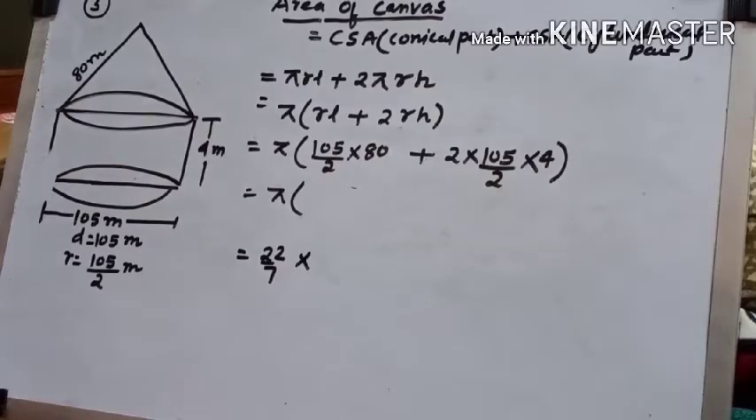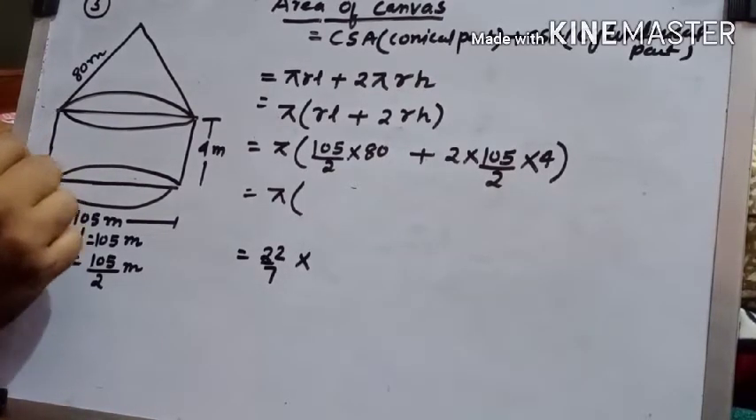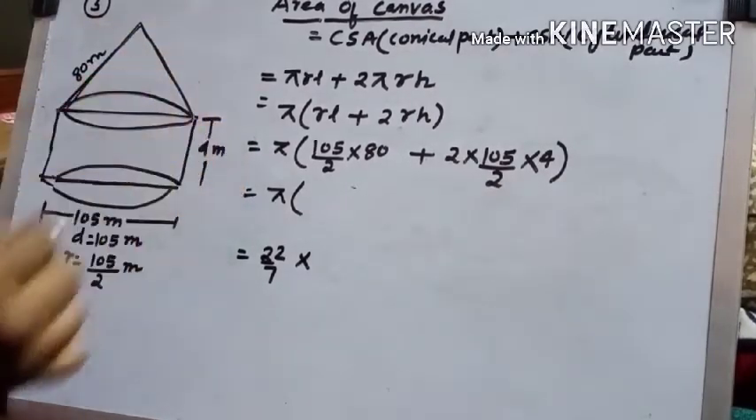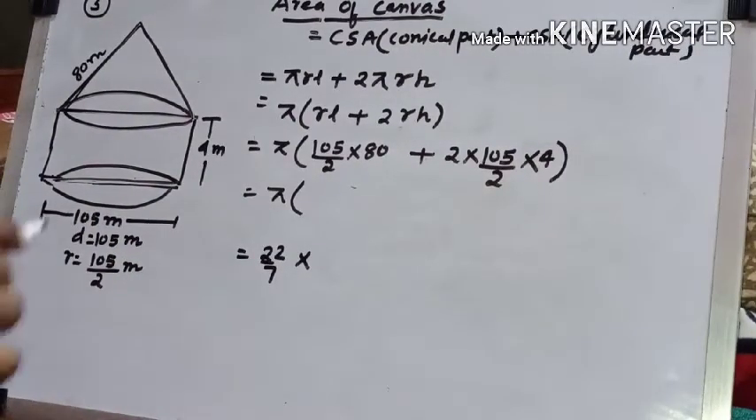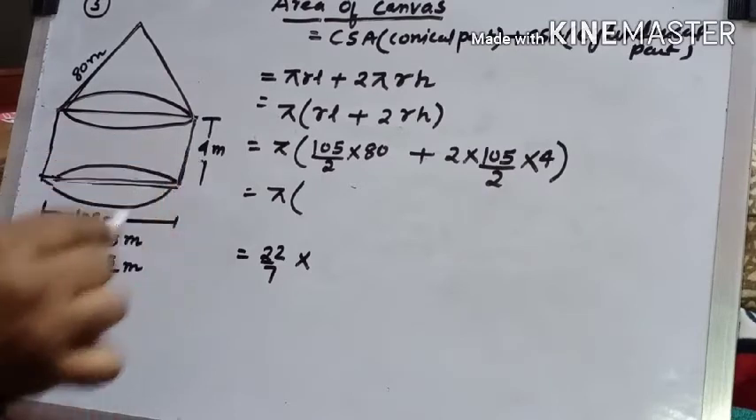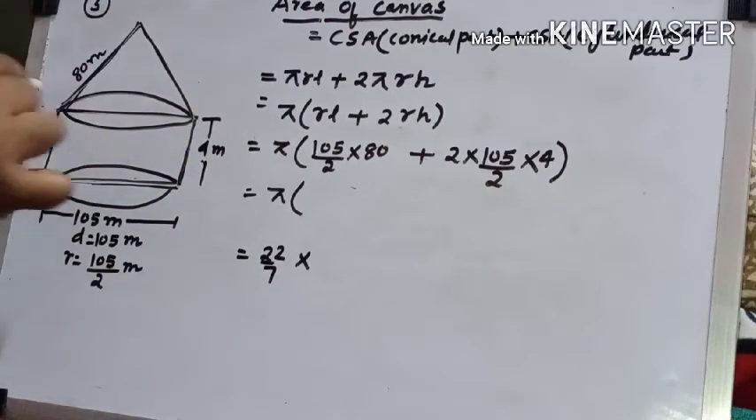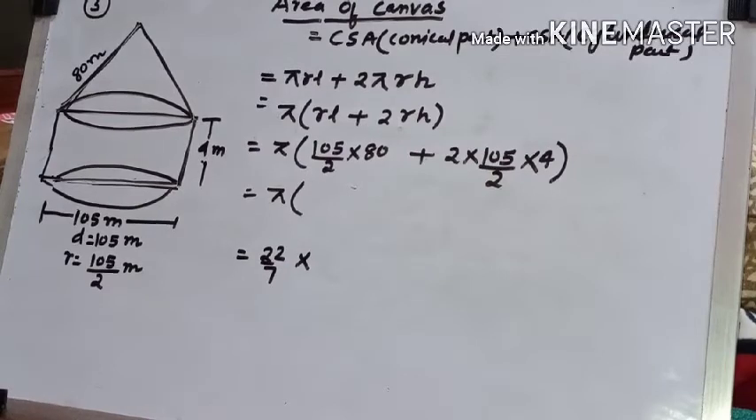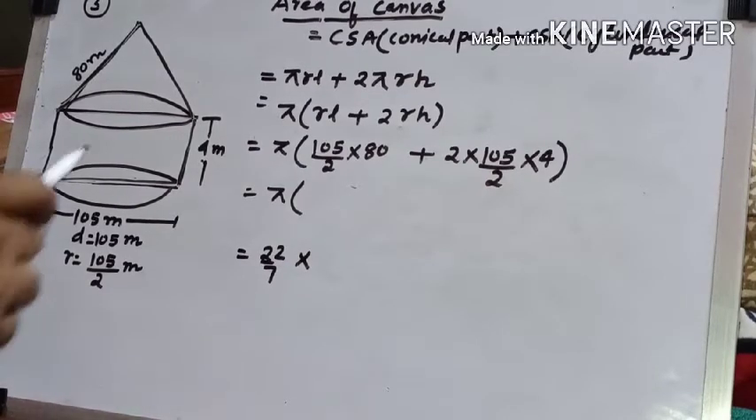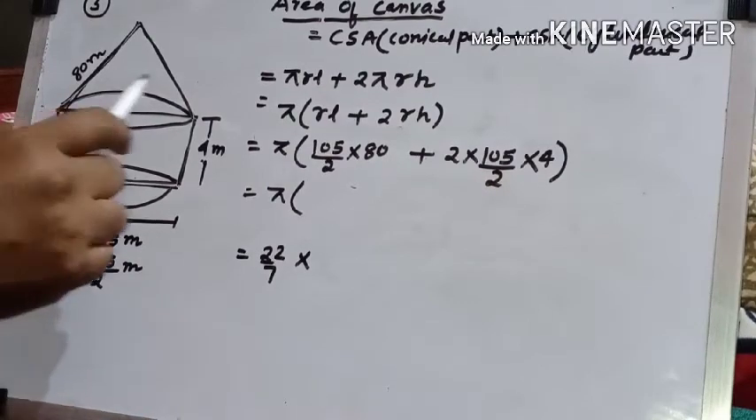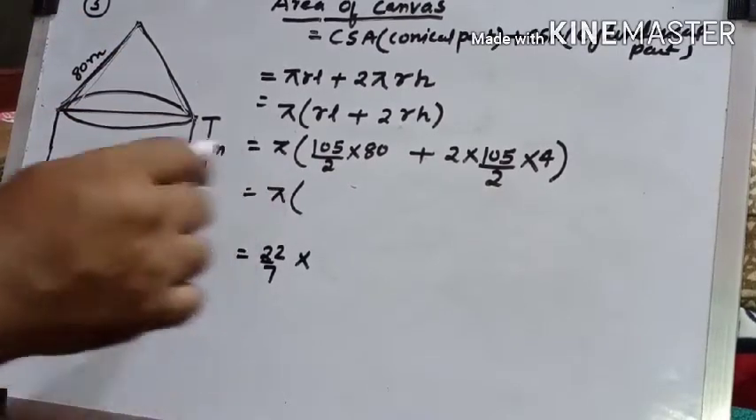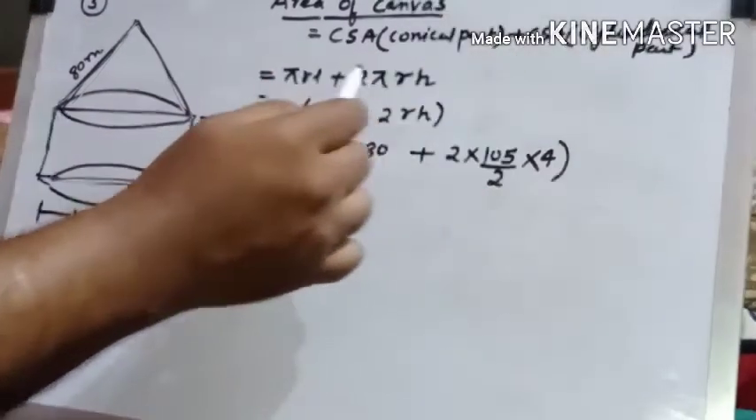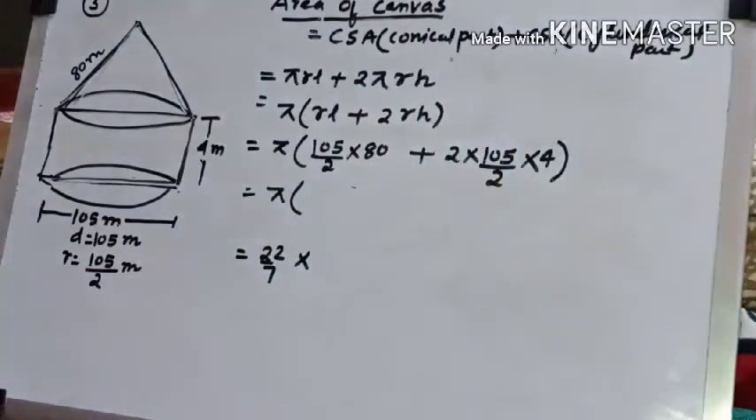Number 3, it is talking about a circus tent which is cylindrical at bottom and conical at top. Cylindrical portion diameter is given as 105 meter, and height of cylindrical portion is 4 meter, whereas slant height of conical portion is given 80 meter. And question is asking how much area of canvas is required to make this tent. So to find out the area of canvas, we'll add curved surface area of this conical portion to curved surface area of this cylindrical portion. So curved surface area of conical part plus curved surface area of cylindrical part.